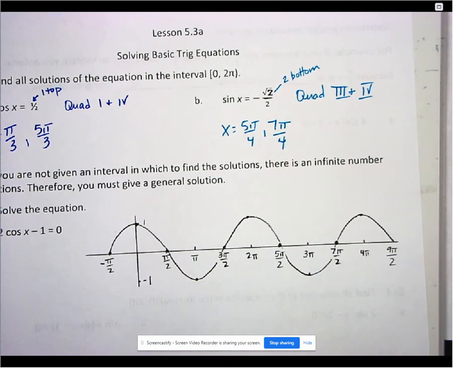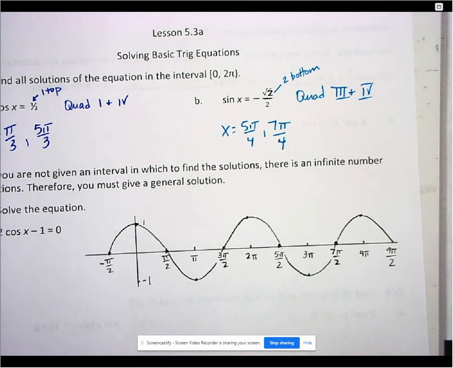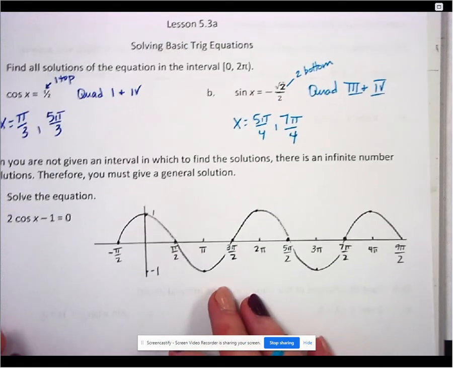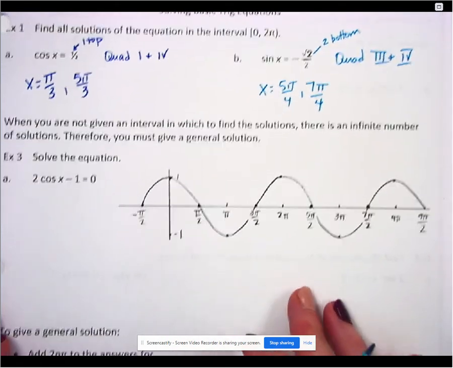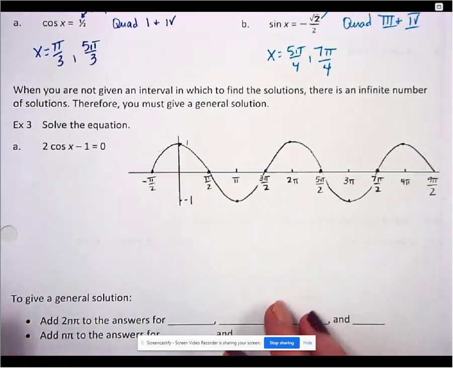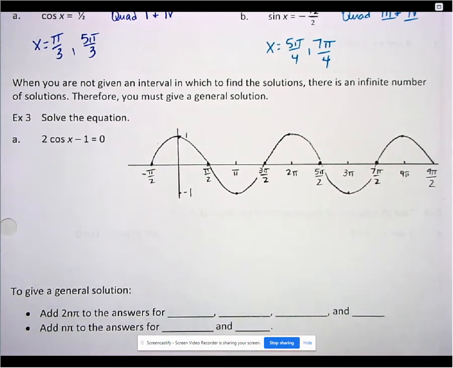Okay. So that was kind of like what we did on the hand trick lessons. It's a little bit of a review of that. If you haven't watched the hand trick lesson, you probably need to go back and watch that before you do this lesson. So anyway, when you're not given an interval in which to find the solutions, there is an infinite number of solutions. Therefore, you must give a general solution.